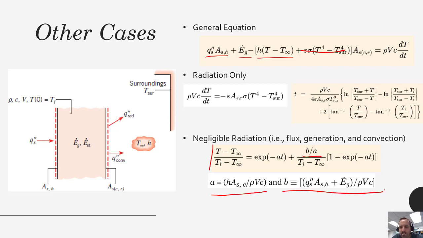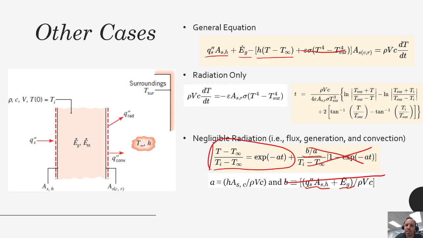And then notice that some of those parameters may go to 0. So for example, if we don't care about the flux term or the generation term, so here's the flux term, here's the generation term, B would go to 0, meaning this whole part of the equation would go to 0, and we'd be left with the convection-only case. So this is a more generalizable equation if we can just simply neglect radiation.